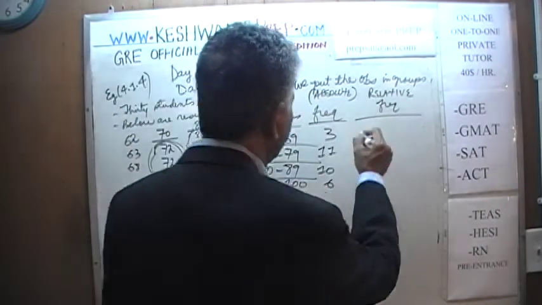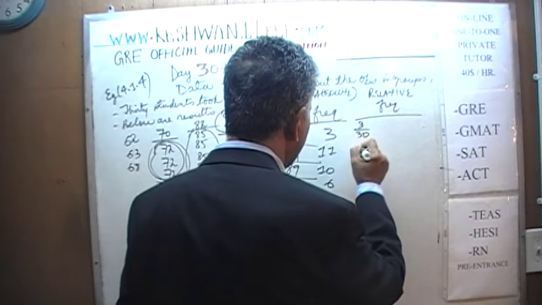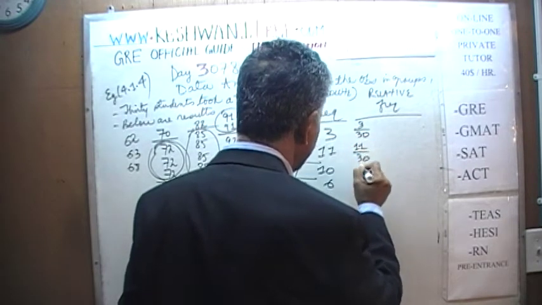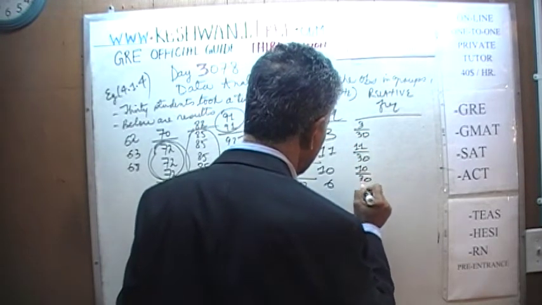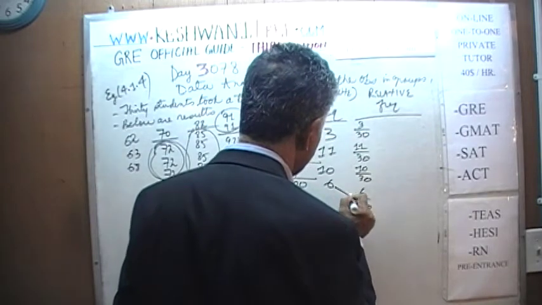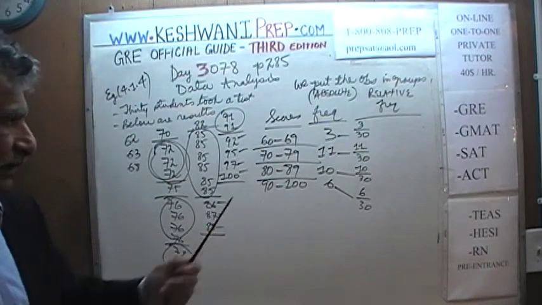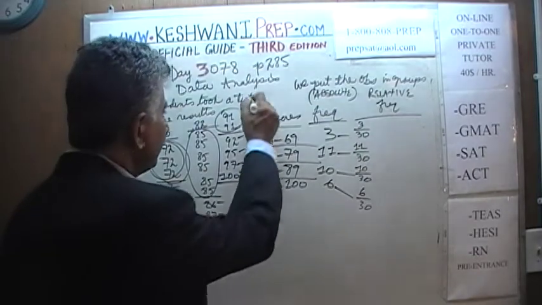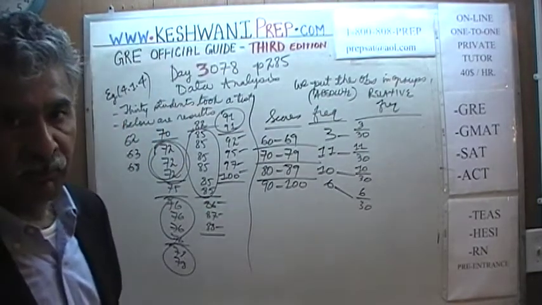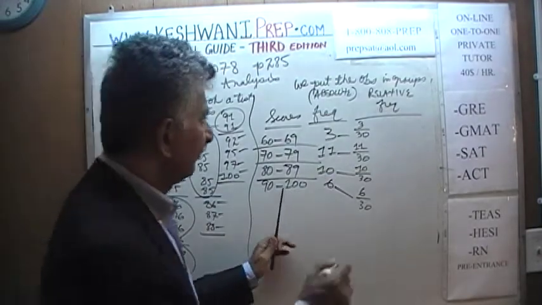So here we go. We can put it as 3 out of 30, 11 out of 30, 10 out of 30, or 6 out of 30. This is not lined up all the way, but you get the idea. We can just leave it like this, or we can present it in terms of percentages, like 3 out of 30 is very easy, it's just 10%.